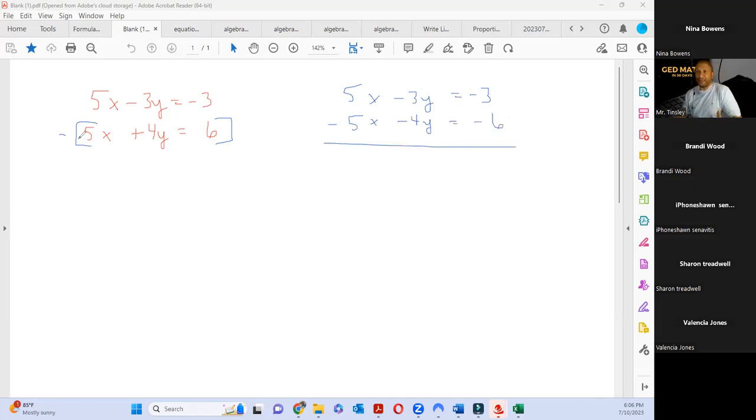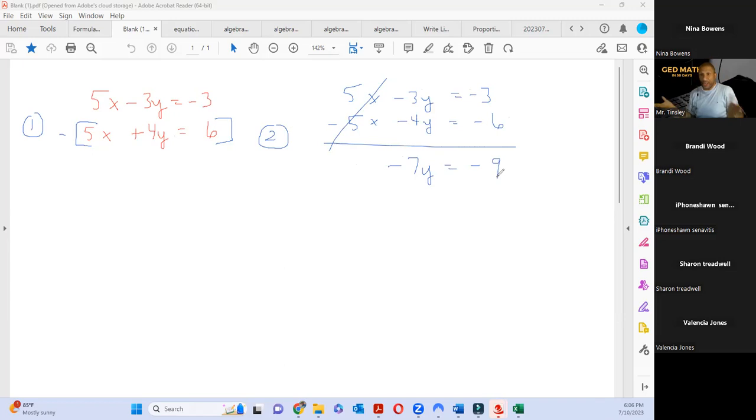Now the second step. This was the first step. The second step is to combine these 2 equations. You should notice right away that those x's cancel, because 5x minus 5x is 0. 0x, well, 0 times anything is 0, so it's gone. Now you combine those 2 terms: minus 7y equals minus 9.